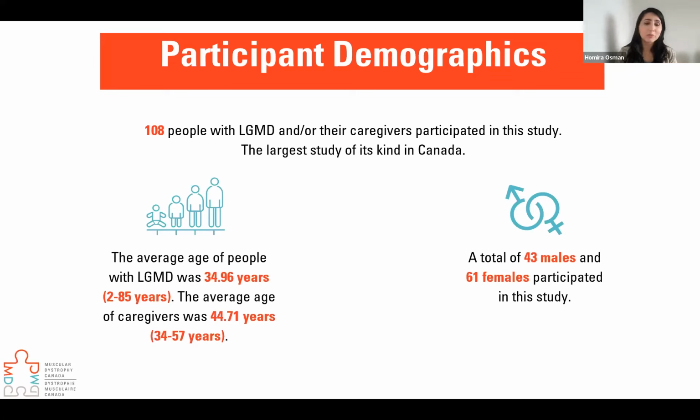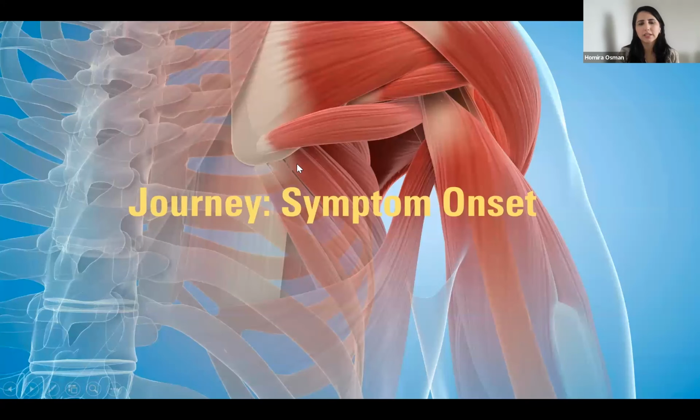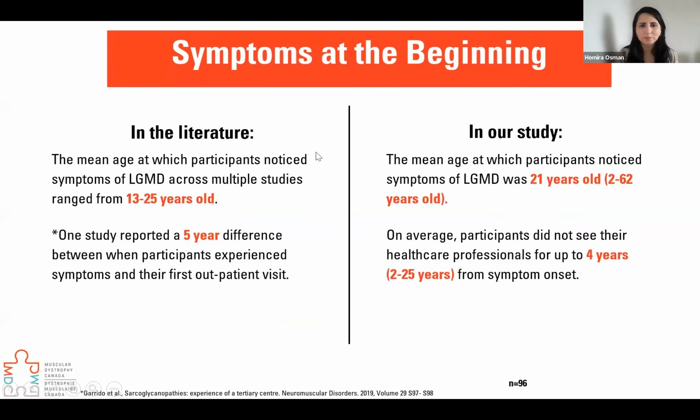The average age of people with limb-girdle muscular dystrophy that responded was about 35 years of age, with a range of 2 to 85. And we had almost a split in terms of males and females. When we look at the demographics, it does really resemble what the larger Canadian LGMD population looks like. So let's go ahead now and talk about symptom onset.